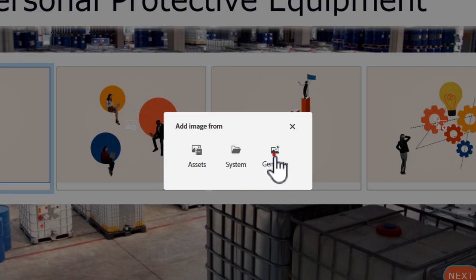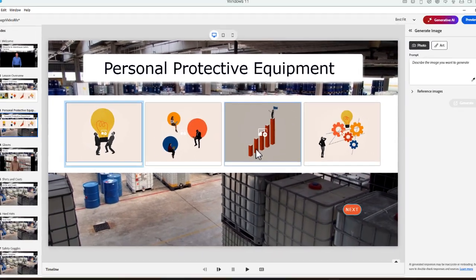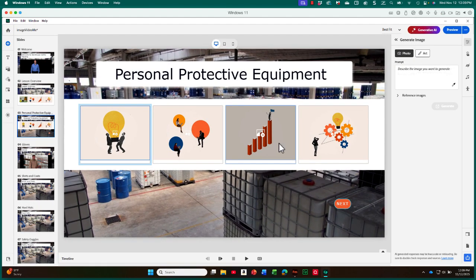So when I click generate, that opens up on the right side of the screen the generate image area, and I can generate either a photo or artwork, and I'm going to go with a photo. So I'm going to click in the prompt, and I'm looking for a safety kill switch or a safety switch for my warehouse safety project. So I'm going to type safety switch. And let's just see if that yields any positive results. So I'll click generate.